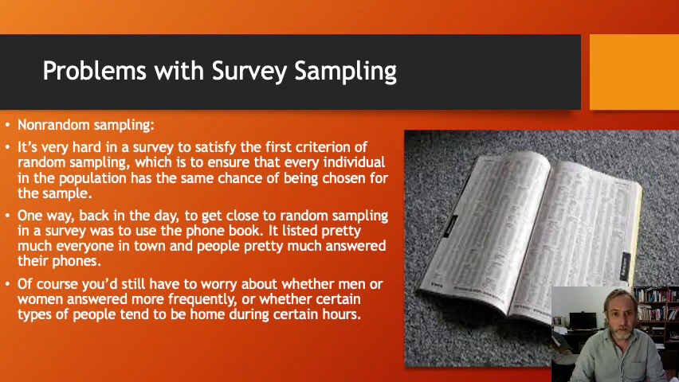Okay, getting towards the end here, coming up a little shorter lecture than usual. Hopefully that's good for you. So a couple problems you can run into with survey sampling to look out for.